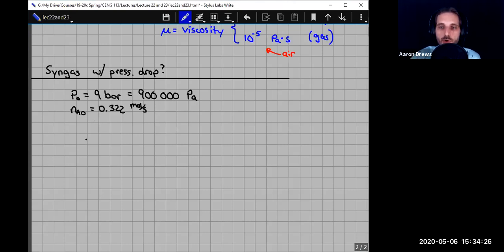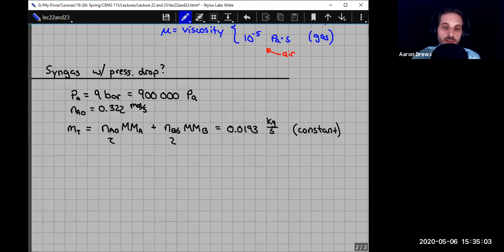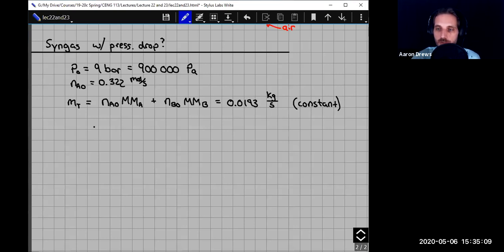Remember, we're just dealing with a single tube right here. The pressure drop over multiple tubes is the same as the pressure drop over a single tube. The total mass flow rate is molar flow rate of A times the molar mass of A plus the molar flow rate of B times the molecular weight of B, which is constant. And that, if we were to plug those in, is 0.0193 kilograms per second. Again, this is constant. I think it's so clever that that is constant, because this does not have to be Na0 and Nb0. You could replace them with Na and Nb. You get exactly the same thing, which I think is great.